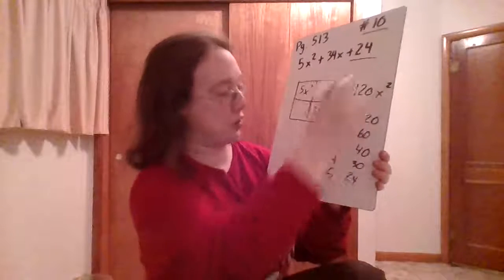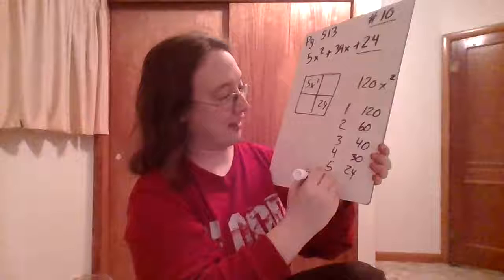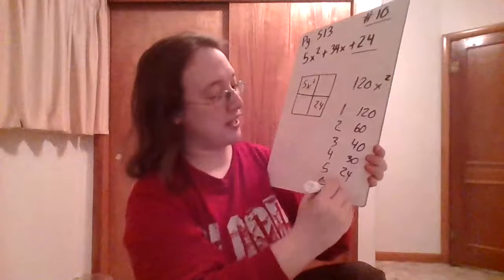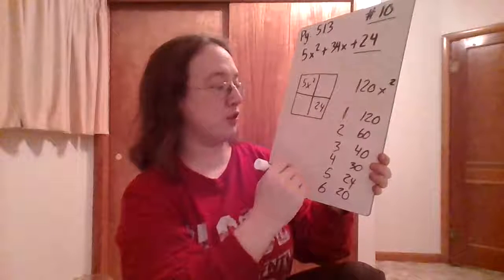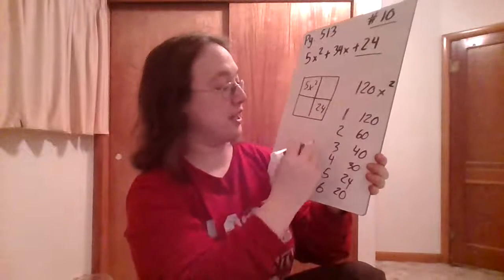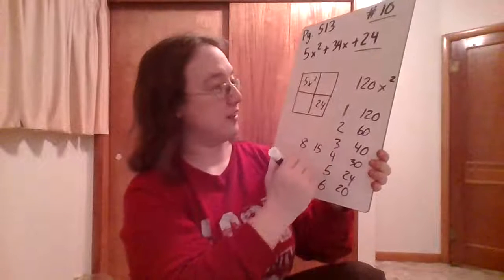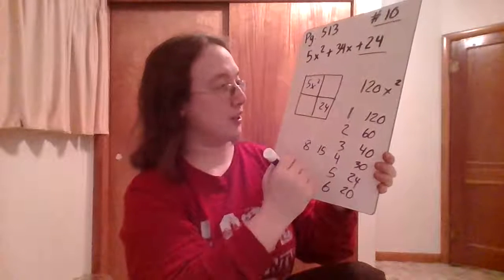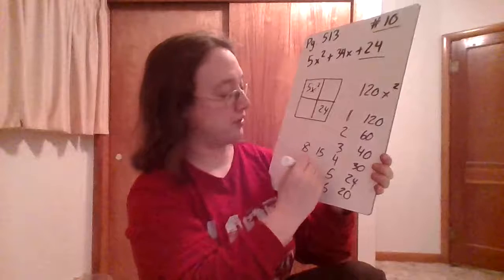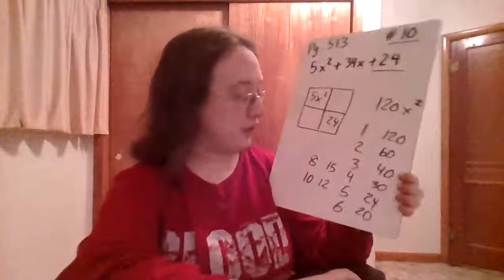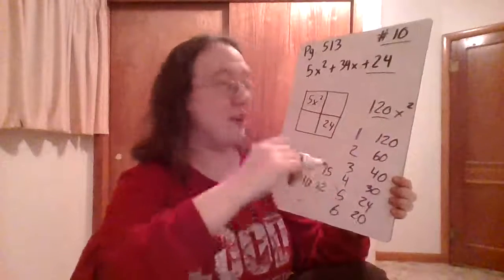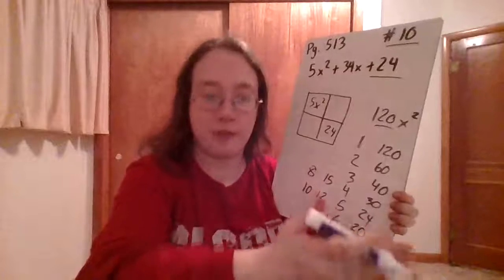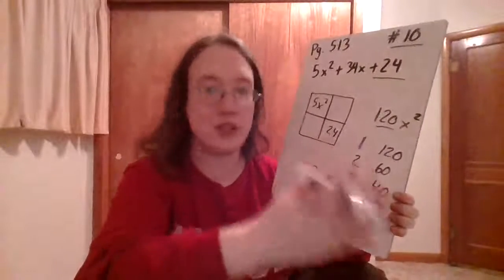because that's how we got the 120 in the first place, and 6 and 20. 7 doesn't work, 8 does work, 8 and 15. 9 doesn't work, 10 and 12, 11 doesn't work. Again, if you're not sure whether something goes into it, like 9, just take 120 divided by 9. If it gives you a nice whole number, it goes into it. If it doesn't, it doesn't.